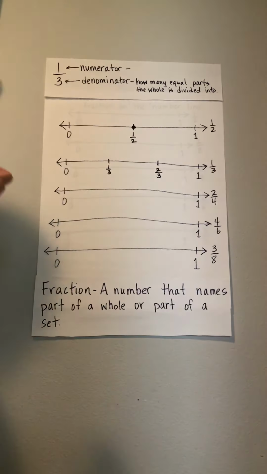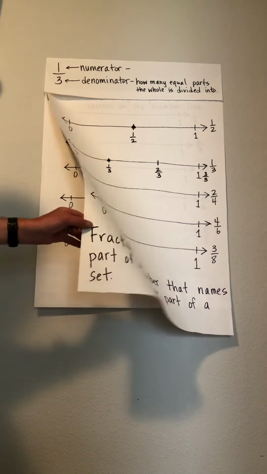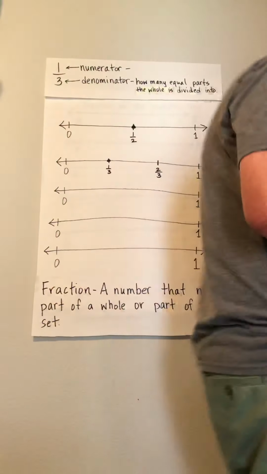Okay, so when you are doing your classwork, which is underneath here, I want you to do what I'm doing right now. Putting in the little slash marks, labeling them, and then find the point. Okay, so our next one is fourths.